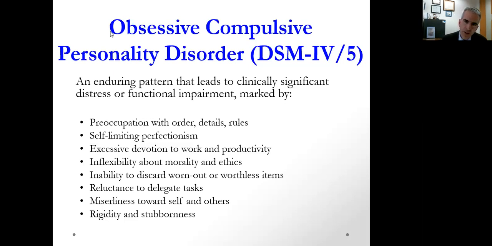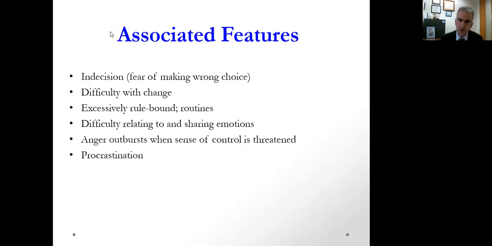Let's look at some associated features of OCPD. These are not diagnostic criteria, but they're still important things to look out for. Indecision, so a fear of making the wrong choice. This is something that you'll particularly see in making purchases. Amazon creates a lot of problems for individuals with these traits because they will want to read all of the reviews. They will do excessive research and look at many options before they decide on what they're going to purchase. And it's not just purchases; it may be decisions that are difficult for them about how to spend their time, or decisions about what to do socially.